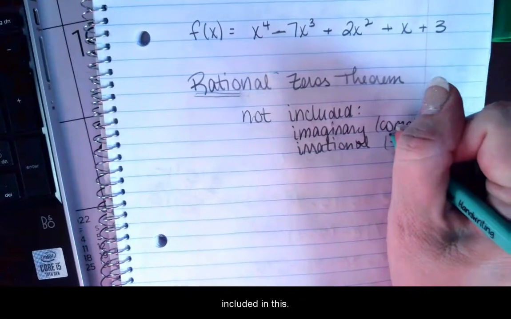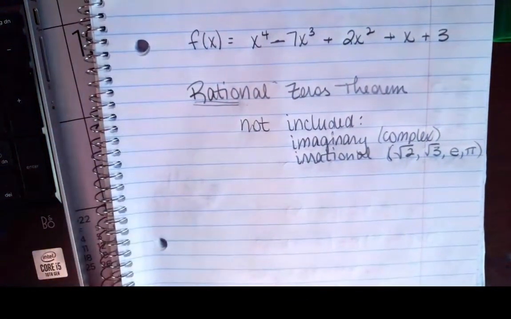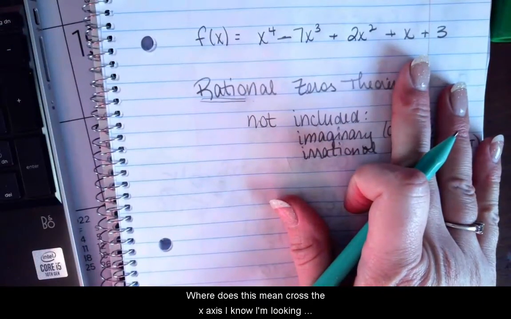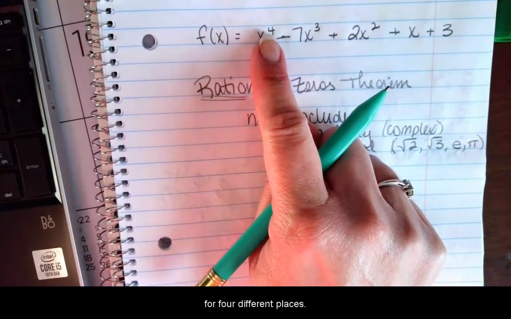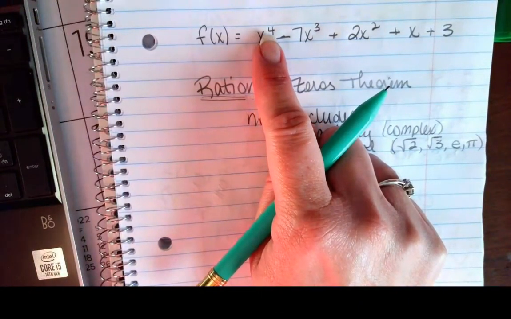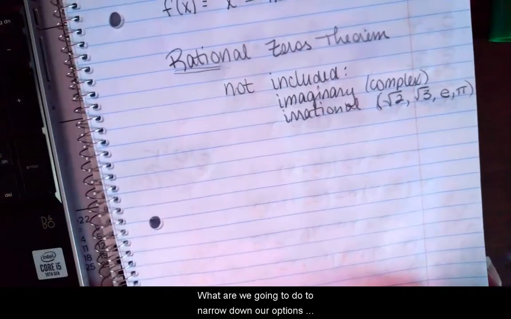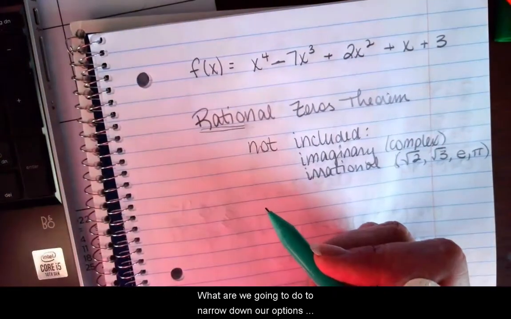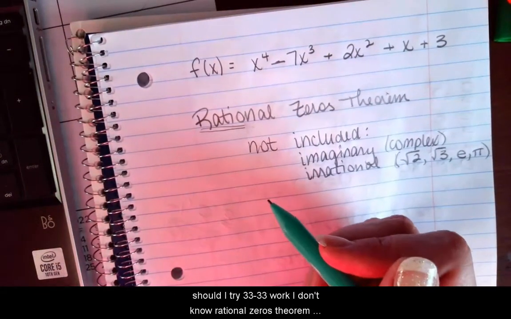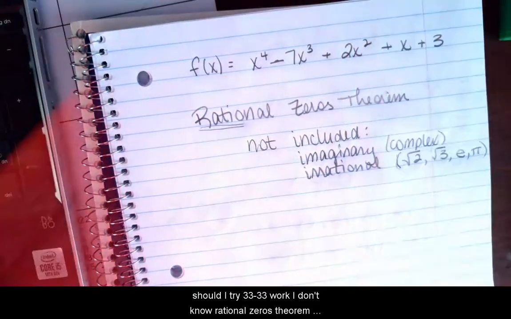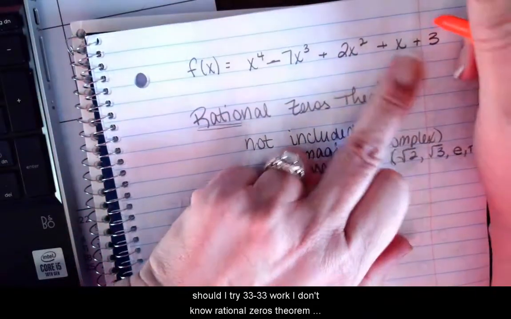So basically what we're saying is I need a starting point. Where does this thing cross the x-axis? I know I'm looking for 4 different places, or 4 the same places. I don't know. Okay, what are we going to do to narrow down our options? Should I try 33? Does 33 work? I don't know. Rational zeros theorem is going to narrow those options down for us.